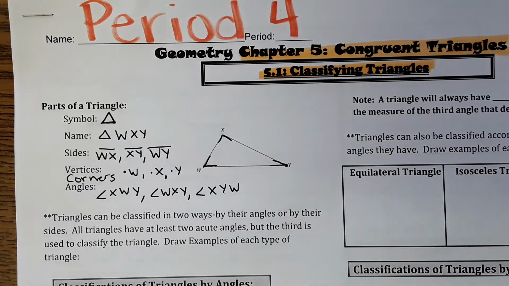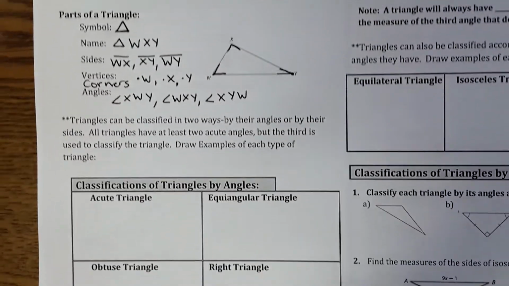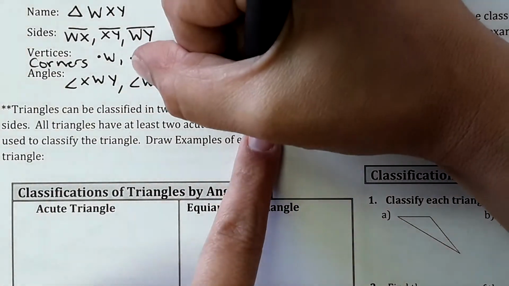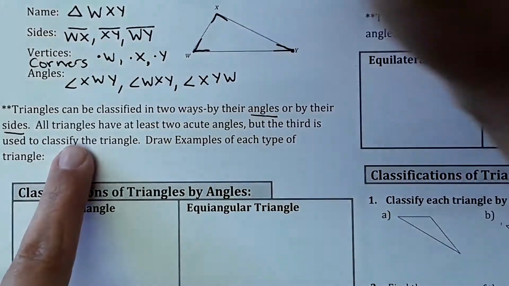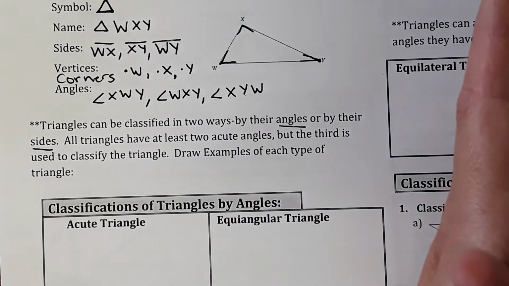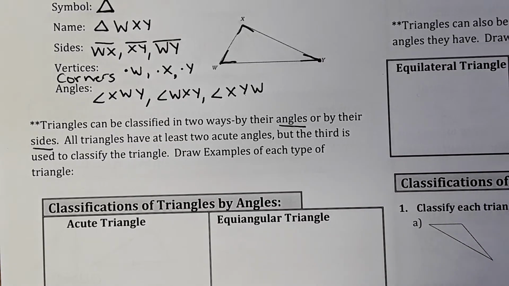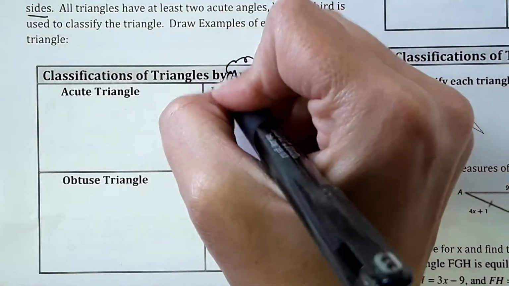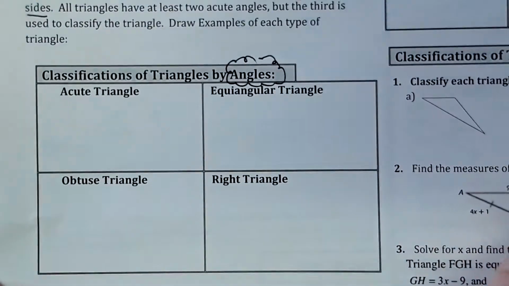Okay, so triangles can be classified in two ways. These words should be pretty familiar to you. They are classified by their angles or by their sides. All triangles have at least 2 acute angles, but the third angle is used to classify the triangle. So for example, down here we have the classification by the angles. So these are just to classify it by the angles.